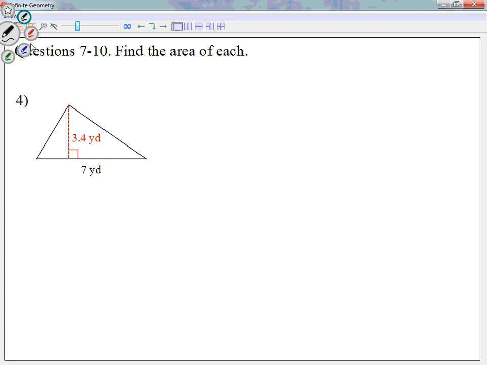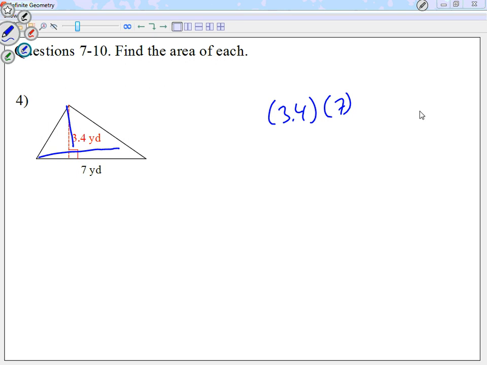To find the area of a triangle, we look for the 90-degree symbol. Sometimes it's inside the triangle, sometimes at the corner, sometimes outside of the triangle. But we look for the 90-degree symbol, and we're going to multiply the two numbers that make the 90-degree symbol. In this case, 3.4 times 7. So that's the first thing I want to do. Multiply the two numbers that cross at 90 degrees.